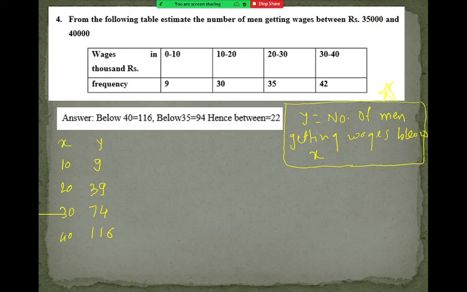We should prepare backward, because first we want to calculate how many men have salary below 35. Right now below 40 we know it is 116. Once we get below 35, we already know below 40, and we want between 35 and 40, so then we'll do a subtraction. So we are going to make a backward difference table. This is 39 minus 9, which is 30, then 35, then 116 minus 74 is 42. These values come straightforward.